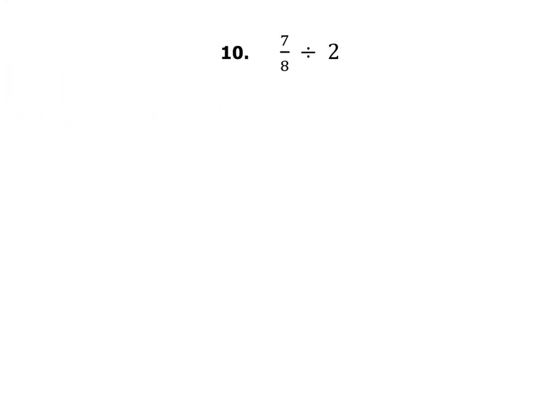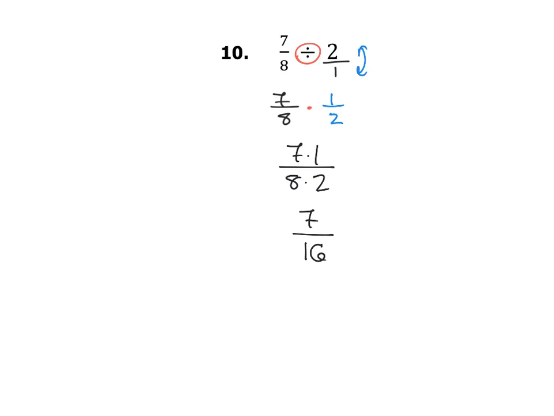Finally, for number 10, 7/8 divided by 2. I'll write that 2 over 1, and then rewrite my first fraction, change my division to multiplication, and flip 2 over 1 to get 1/2. So this is 7 times 1 over 8 times 2. I can't cancel, so I get 7 over 16, and that's reduced. So that's my final answer.